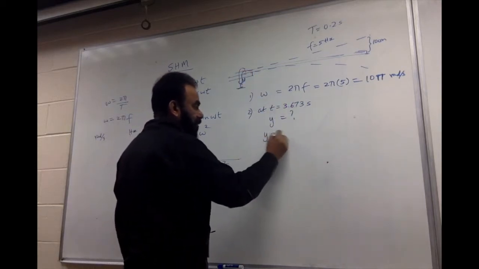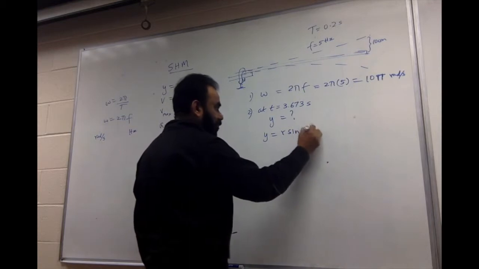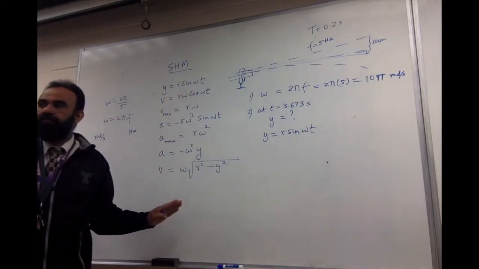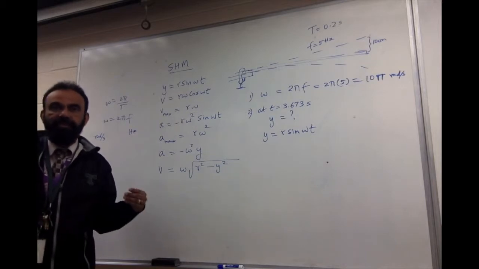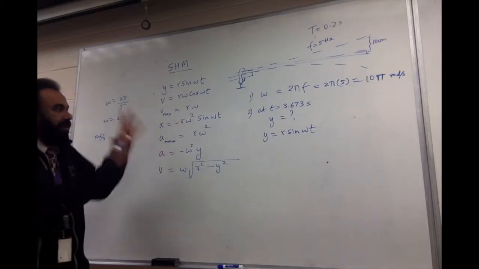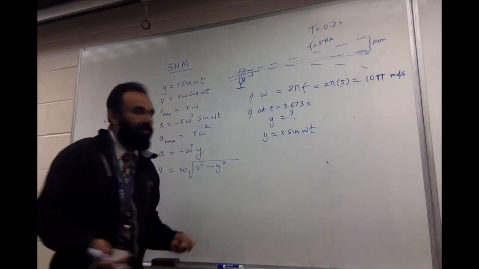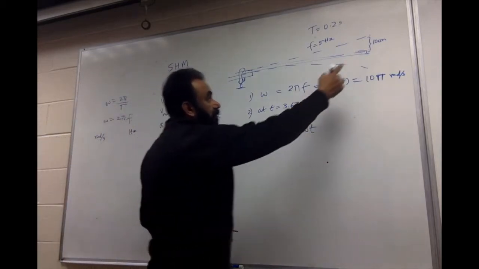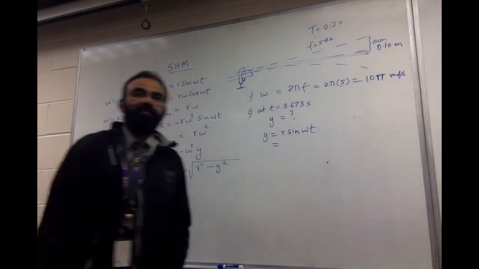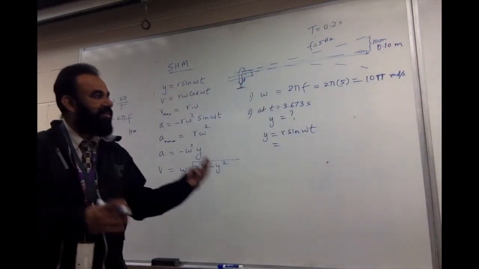So you just do y equals r sine omega t. These are the equations of simple harmonic motion. You've done the equations for kinematics, and this is the set of equations for simple harmonic motion. You just have to use the right equation to get to your goal. Now, 10 centimeters must be changed to 0.1 meters. You can't keep centimeters and mix them up.